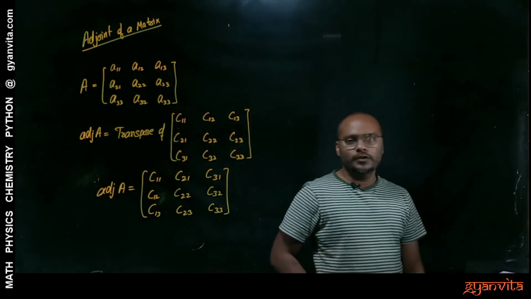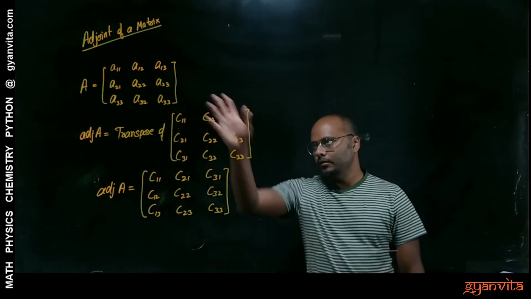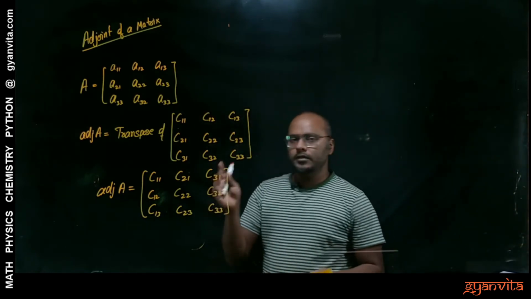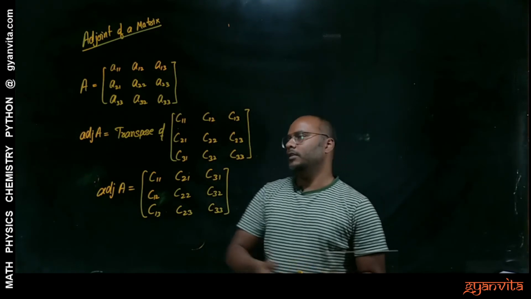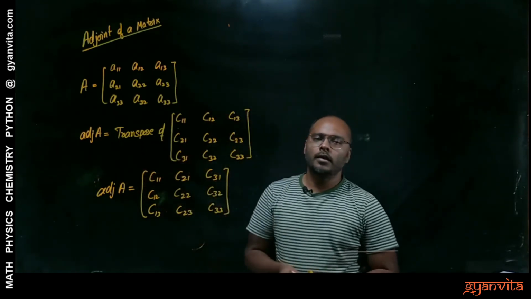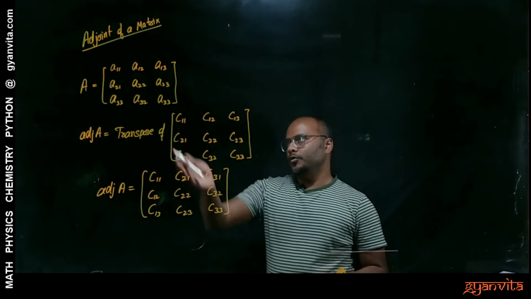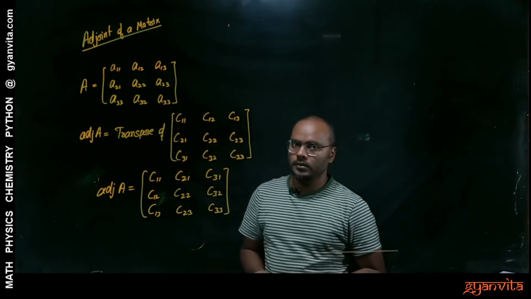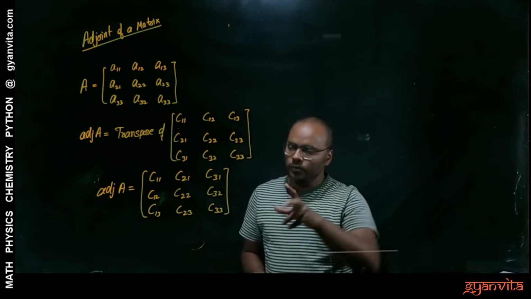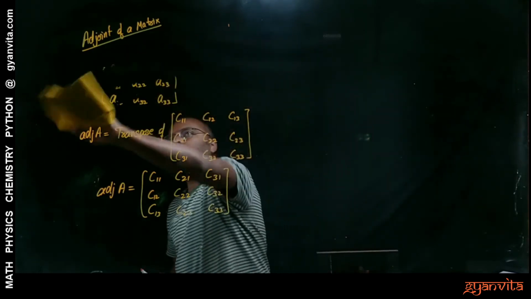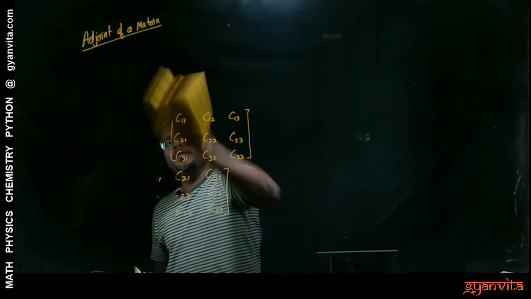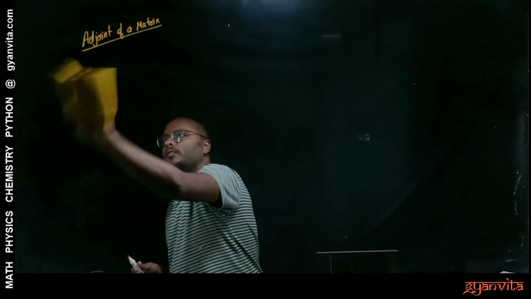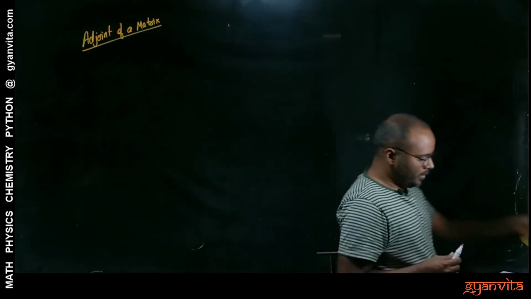Okay, we'll actually solve a problem, because just by writing this it may confuse you. So we'll first solve this. You should understand what is adjoint of A. It is transpose of the cofactor matrix. So the important point is you should find all the cofactors, and then you arrange them, and then you transpose it, right? So let's solve a problem to understand this more clearly.